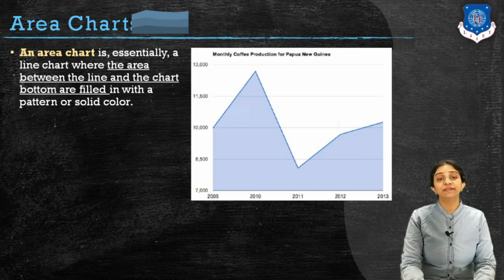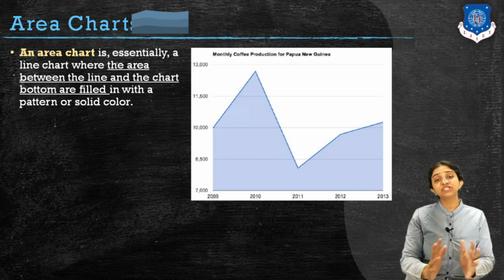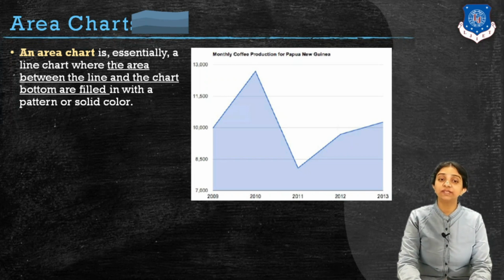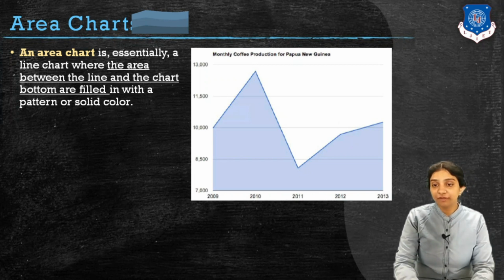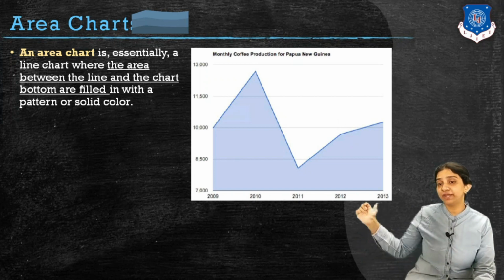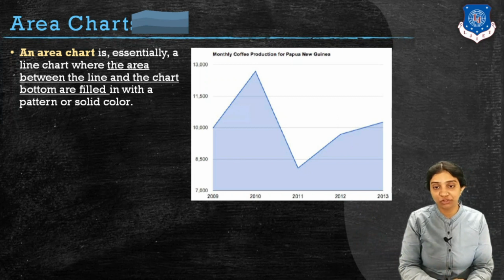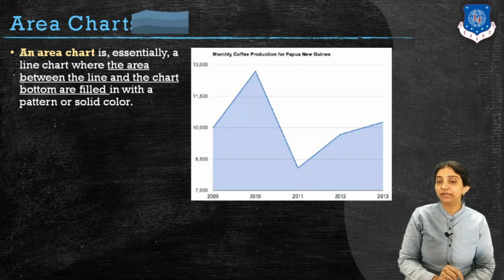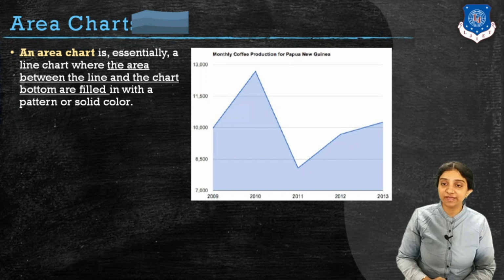The next type of chart is the area chart. Area charts are basically line charts where the area between the line and the axis is filled by some color or some pattern. So if you notice carefully, if there is no shading or filling of this particular portion, basically this is a line chart. In a line chart, if the area between the line and the graph axis is filled, it is called an area chart.